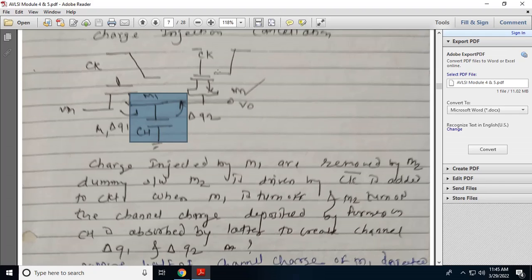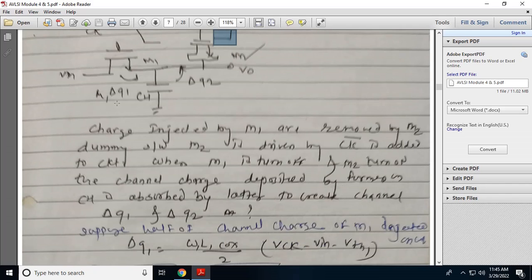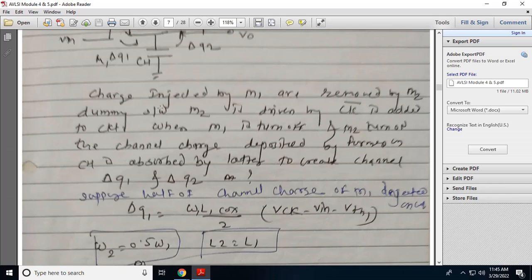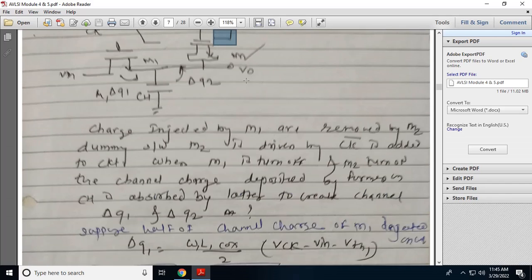But at the same time, transistor M1 turns off and M2 turns on, and whatever charges are deposited by M1 are absorbed by transistor M2. So in this way, by using a dummy switch M2, we can cancel the channel charge injection. For that we have to adjust the W by L ratio.